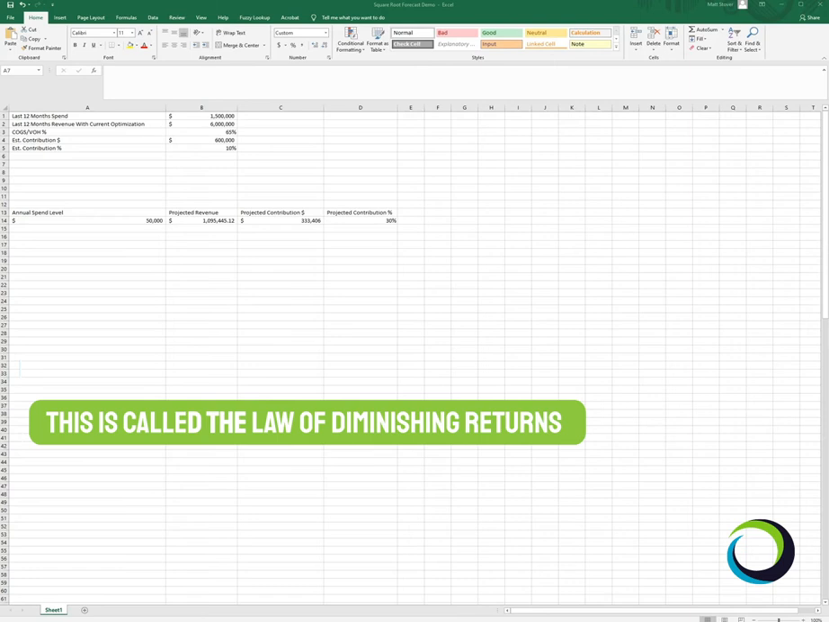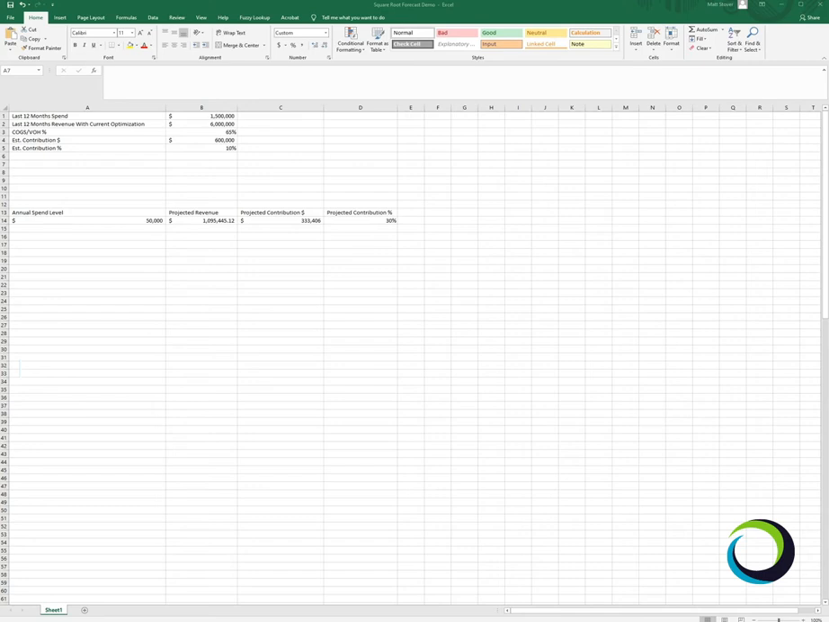You're going to see diminishing returns because in order for you to grow the channel, you generally are going to have to outbid other competitors in the ad auctions, meaning you're going to be spending more per click, not just for those incremental clicks, but for all of the clicks at that point, right? So your spend will always grow by a greater amount than your revenue.